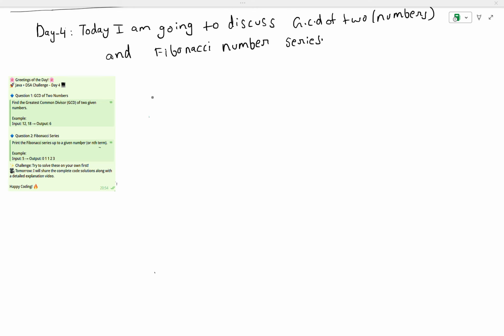So today I'm going to discuss GCD of two numbers and the Fibonacci number series. Okay. So generally before starting the session, this is question 1 and question 2, today's challenge, I think day 4 challenge. Okay. So generally I'm going to discuss a few basic examples, then you will get clarity of what is meant by GCD.